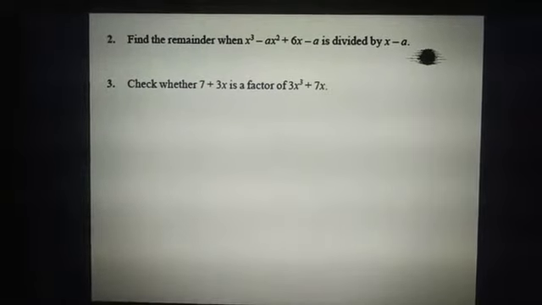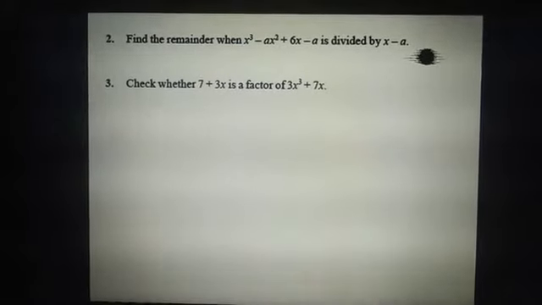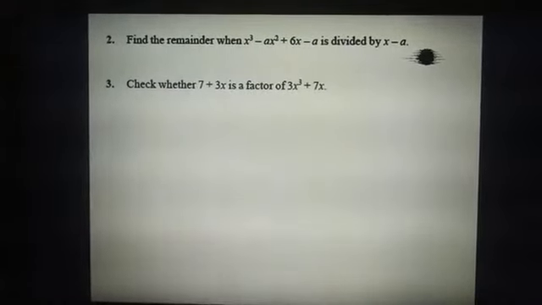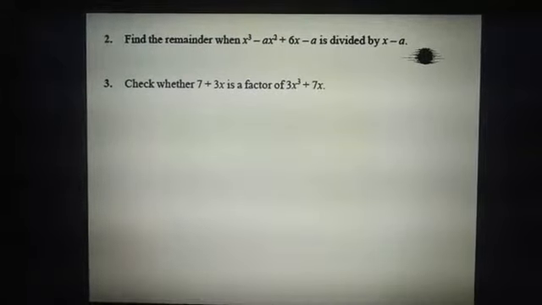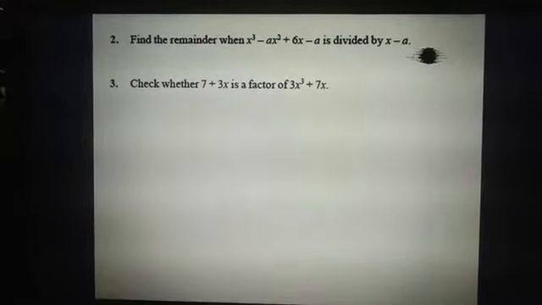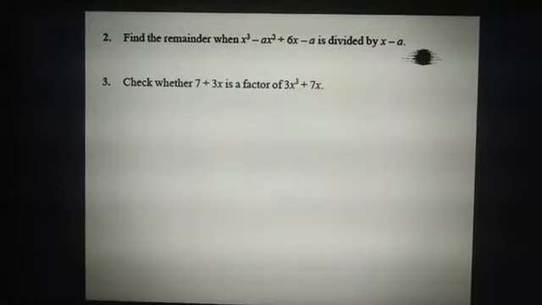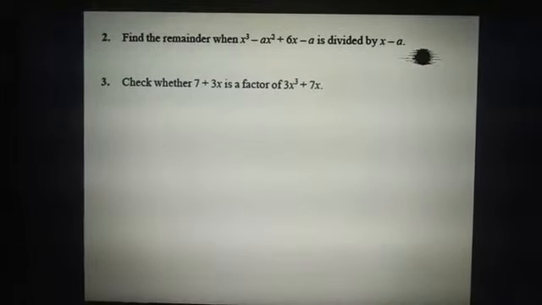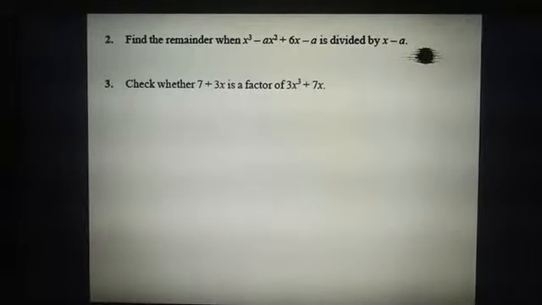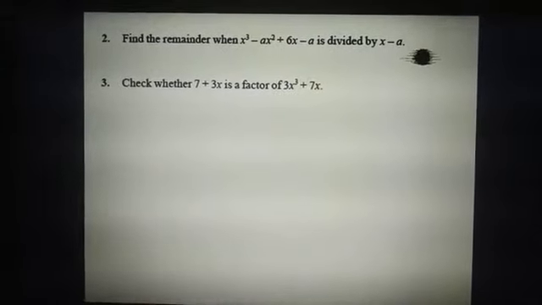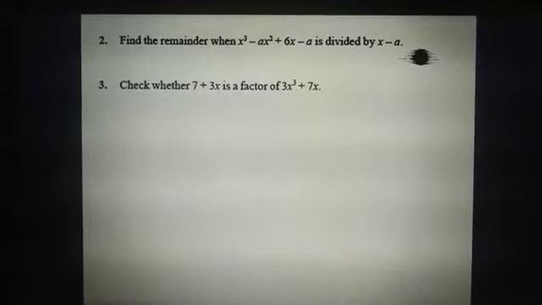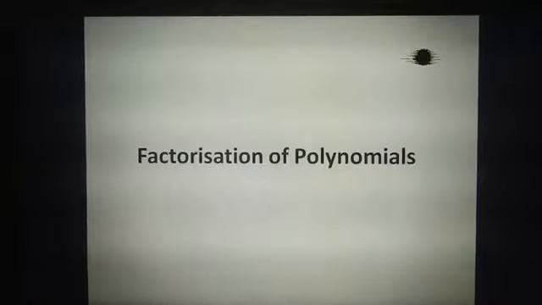Next third sum, check whether 7 plus 3x is a factor of 3x cube plus 7x. So first you should take 7 plus 3x, find the 0 of the polynomial 7 plus 3x, get x value, substitute the x value in p of x, that is 3x cube plus 7x, you will get the remainder. If you get the remainder equal to 0, then 7 plus 3x is a factor of 3x cube plus 7x. Otherwise, 7 plus 3x is not a factor of 3x cube plus 7x.